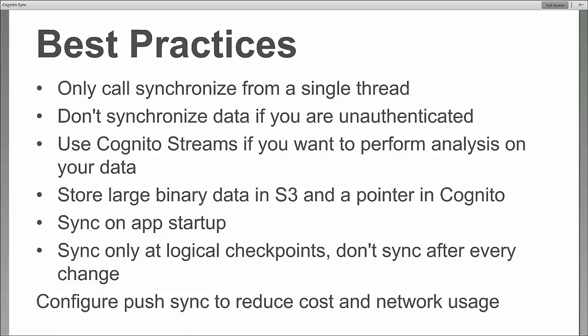Use Cognito streams if you want to perform analysis on the data. Like I said, Kinesis provides a really good jumping off point for doing all sorts of analysis. One of the most popular things to do is put it into Redshift and do business intelligence type queries on the data. Store your large binary data in S3 with metadata in Cognito. You should always sync on app startup, obviously. And don't oversync. Since you have offline access to the data, sync only at logical checkpoints, don't sync after every change. And push sync is a good idea if you want to reduce cost by reducing the number of syncs as well.